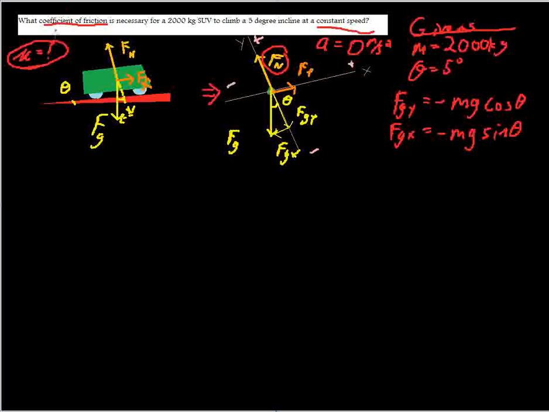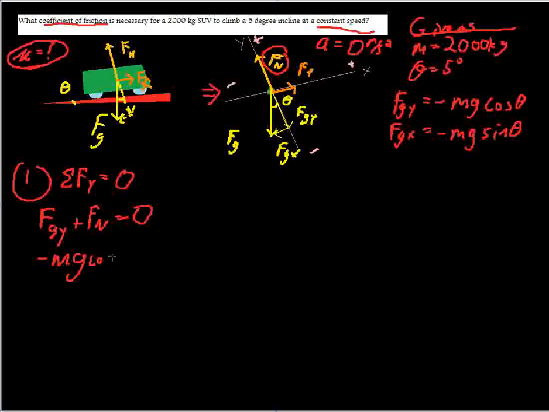So I go ahead and I do step 1, which will be a sum of forces in the y direction, which will be equal to 0 because I have no acceleration vertically. I identify the forces that are acting vertically, which is the force of gravity on the y and the normal force. So I just go ahead and plug in. And I solve for the normal force. So normal force is equal to the part of gravity that is pressing the SUV into the surface of the road.